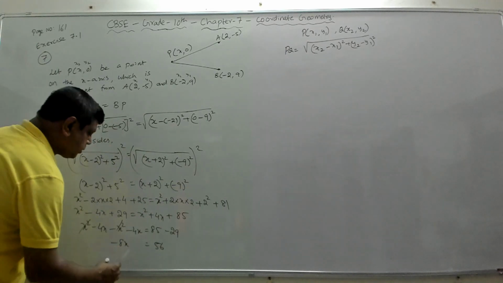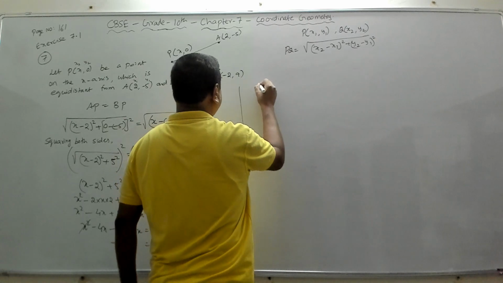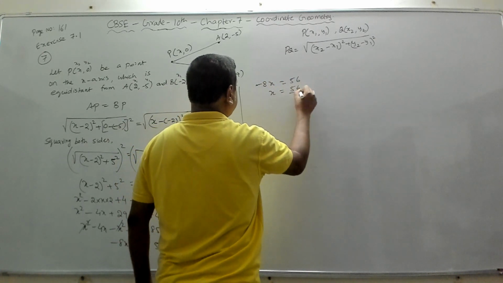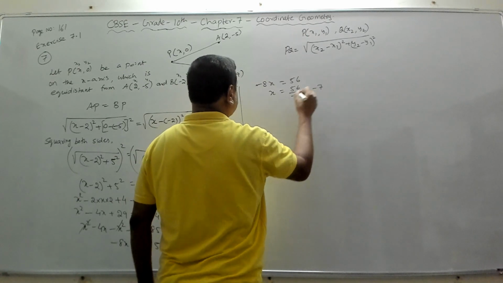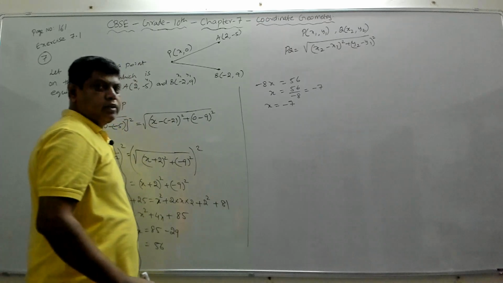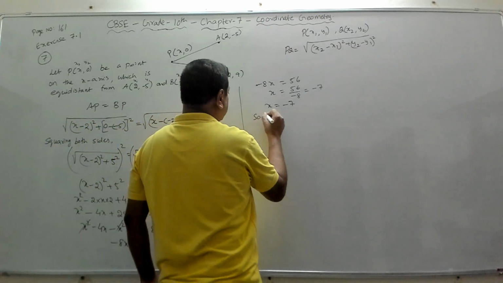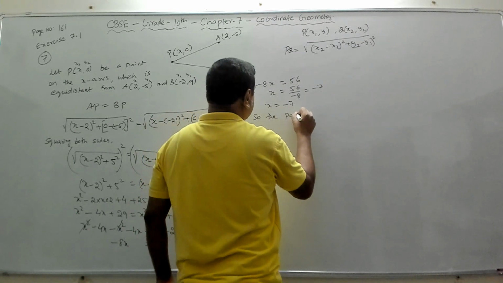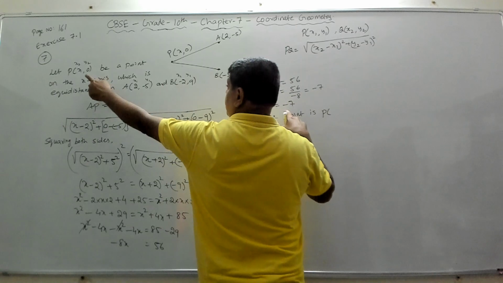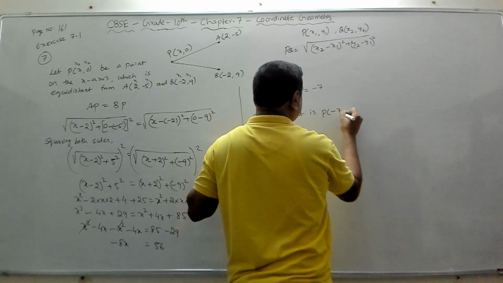Now, our x becomes, I'll write it here. So minus 8x is 56. So x becomes 56 by minus 8, which is equal to minus 7. So our x is minus 7. So the point P, the point on the x-axis, is P of x comma 0. X we have found as minus 7. So it becomes minus 7 comma 0.